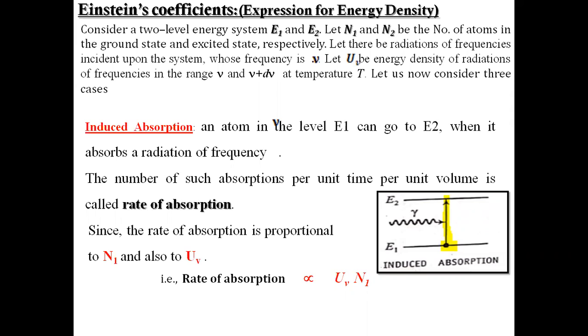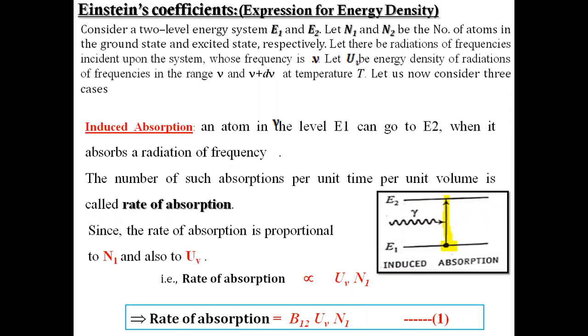Now the constant of proportionality, I will call it B12. This B12 is known as Einstein's coefficient. I am going to define three coefficients of Einstein, one for induced absorption, another for stimulated emission and one for spontaneous emission. Here the rate of absorption is directly proportional to energy density U nu and N1, that is the number of atoms in the ground state, and the constant of proportionality I will call B12.